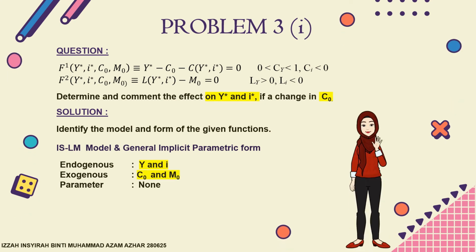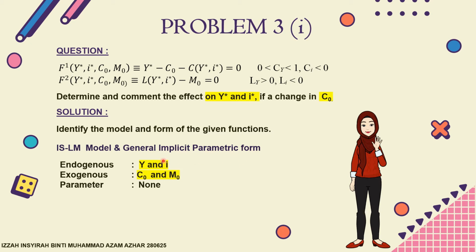Hi everyone! So I will continue problem 3.1 Roman. Here, from these two functions, we can determine and comment on the effect on Y star and I star if there is a change in signal. Before we start the steps, we need to first identify the model and form of the given functions. We use the IS-LM model and general implicit parametric form.